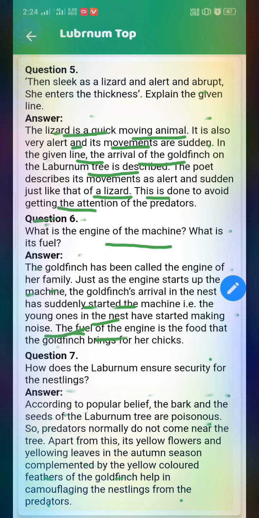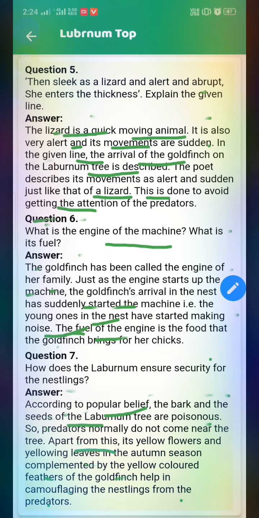Question number 7, that is the last question. How does the laburnum ensure security for the nestlings? According to popular belief, the bark and seeds of the laburnum tree are poisonous. The seeds of laburnum are poisonous, and poisonous trees are always dangerous and hazardous for all human beings, and nobody would like to go near the laburnum top. So predators normally do not come near the tree.